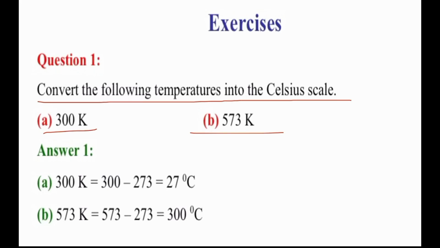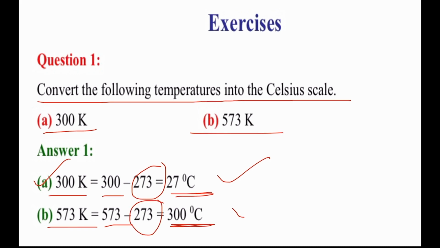So to convert Kelvin to Celsius, what do we do? We use the formula Celsius equals Kelvin minus 273, in which we substitute the value of Kelvin to get the temperature in Celsius. So let's see the first one, that is 300 Kelvin. We'll simply subtract 273, that is 300 minus 273, which equals 27 degrees Celsius. So next is part B. This is similar to part A, that is 573 minus 273, which equals 300 degrees Celsius.